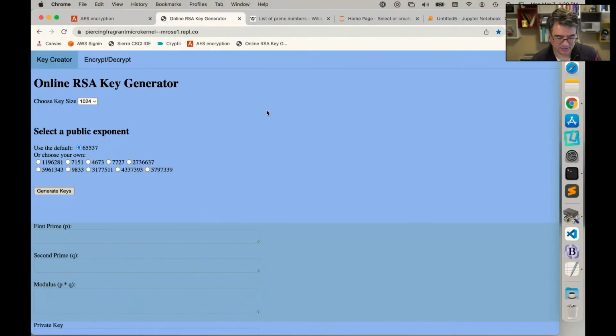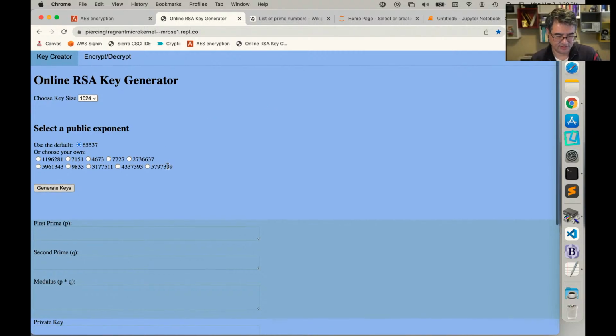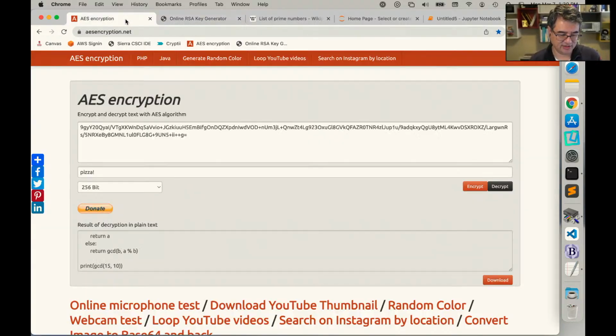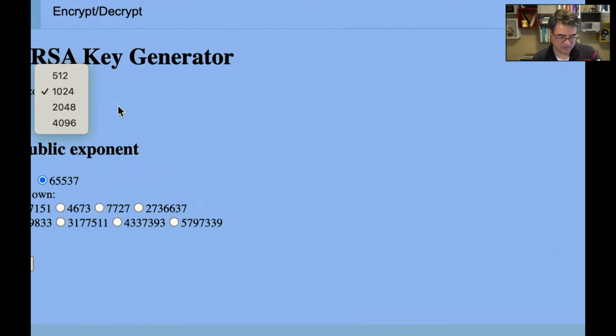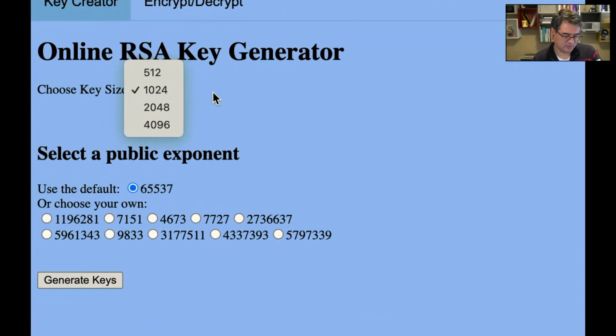Anyway, I want to show you a quick little demonstration of almost real world RSA. A student of mine a few years ago coded up this little website, and it's just an online tool, kind of like that AES encryption, right? Just an online little tool to generate RSA keys and then encrypt and decrypt some data. So the first thing we're going to do is choose how big the key is, and we can choose these numbers. I'm going to stick with 1024.